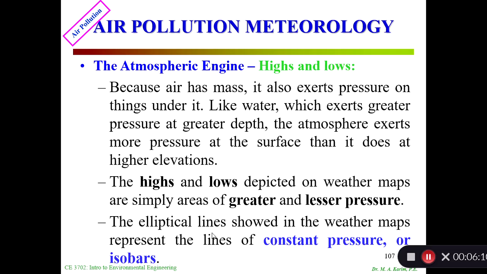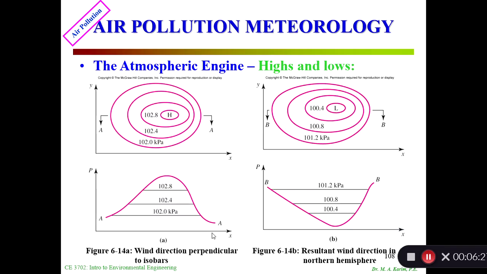So the elliptical lines shown in the weather maps represent lines of constant pressure, or isobars. This is very similar to the contour map, right? So an elevation contour map. You guys have seen that in surveying. I think you have taken surveying, so you know what it is, right? So in this case, this is called a high, and high pressure is inside, and this is a low, where low pressure is inside and high is outside.